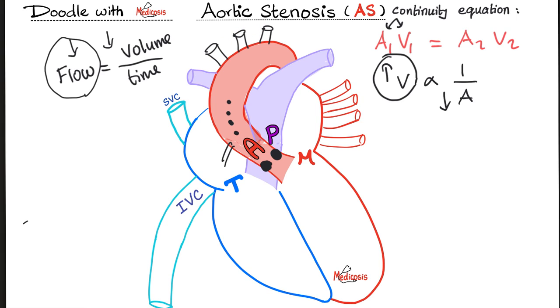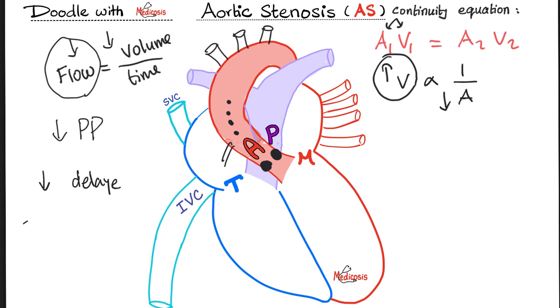The pulse pressure will decrease because pulse pressure is systolic minus diastolic. And when there is less blood flow in the aorta, the systolic blood pressure will decrease, and therefore the pulse pressure will decrease as well. Because the valve is narrow, it takes longer for the same volume of blood to reach the carotids. So the pulse will be small and delayed.